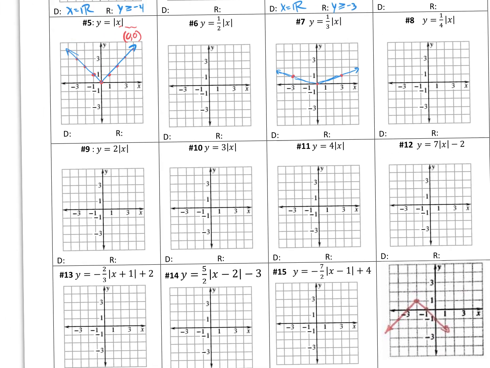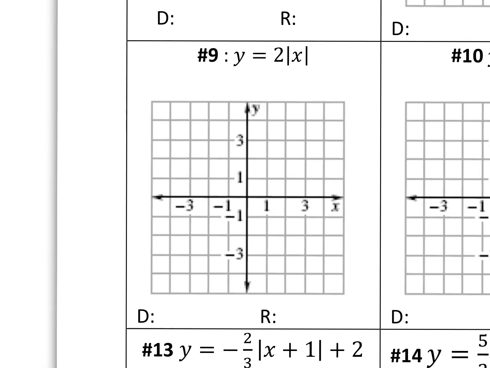Let's look at number 9. Now this A value is 2. So the further away the A value is from 0, the narrower it'll become. The further away from a flat line it'll become. So this one also has the vertex at 0, 0 because it doesn't have an H, it doesn't have a K. There it is. So we are going to rise 2, run 1.